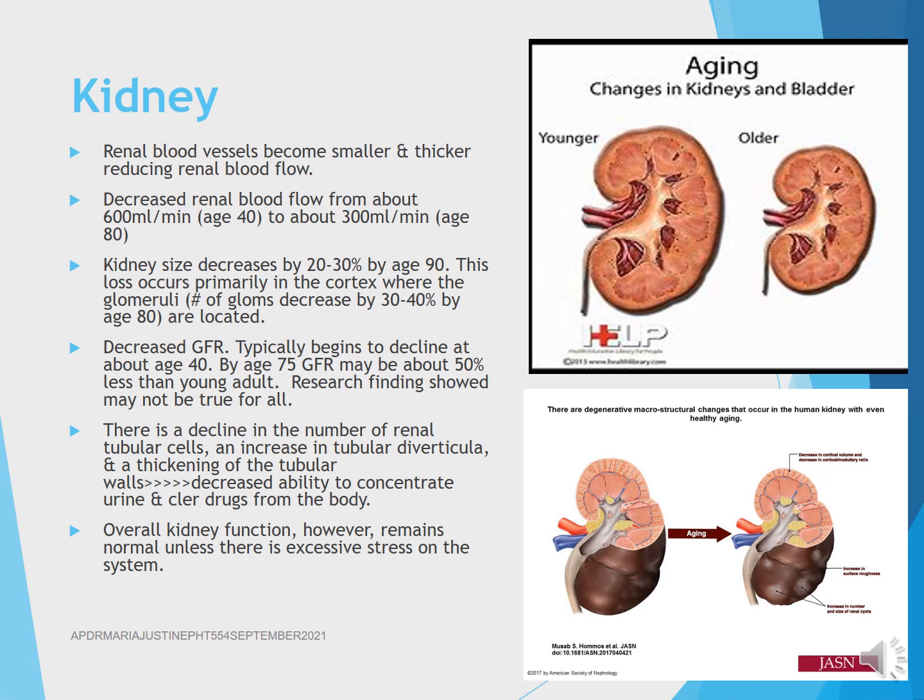Kidney size also decreases. There will be decreased GFR. There is a decline in the number of renal tubular cells, and an increase in tubular diverticula and thickening of the tubular walls, leading to decreased ability to concentrate urine and clear drugs from the body. So overall, the kidney function, however, remains normal unless there is excessive stress on the system.